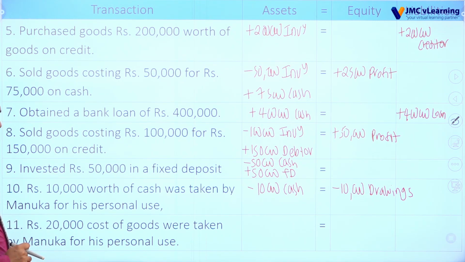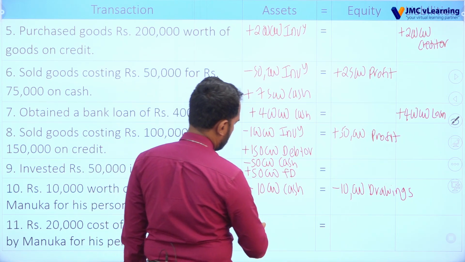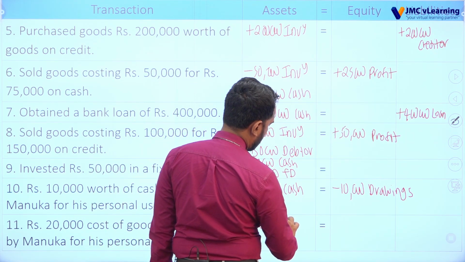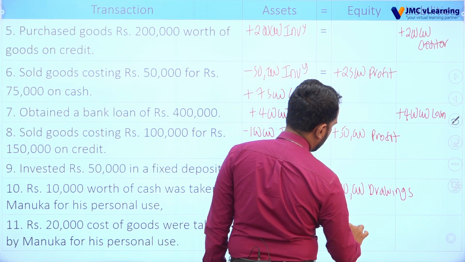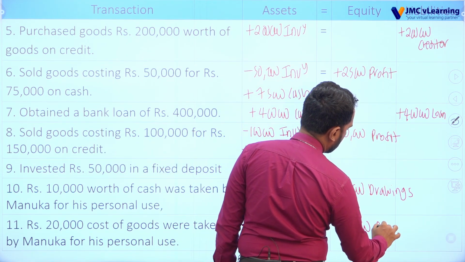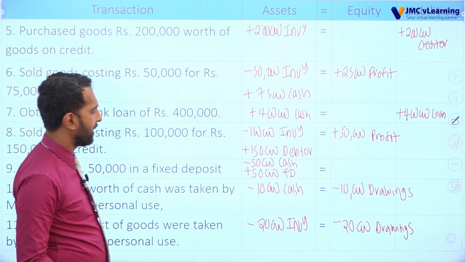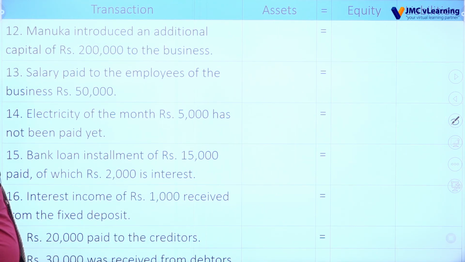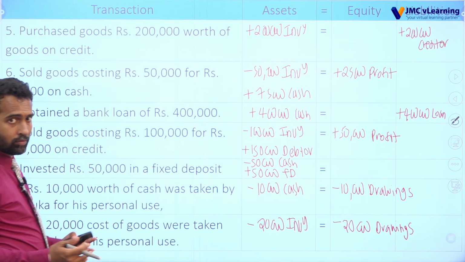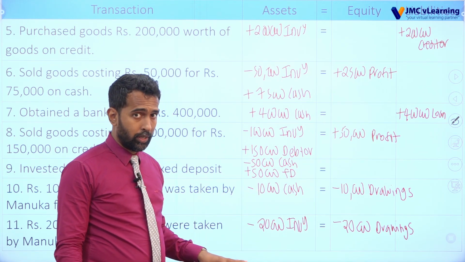Rupees 20,000 cost of goods were taken by Manuka for his personal use. When you are taking goods, the inventory will come down. Inventory is the stock or the items. And which is a drawing, so the owner's entitlement will come down. Drawings. Okay. If you want, you can always pause the video and check your answers.